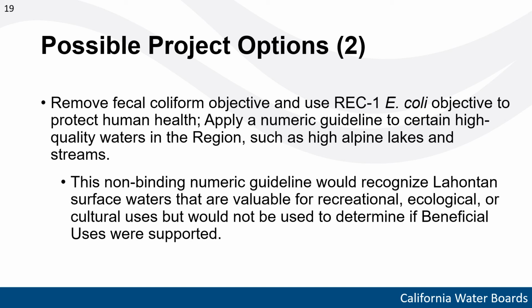The numeric guideline would be just that, a guide to use to recognize surface waters that are valuable for recreational, ecological, or cultural purposes. This guideline would not be used to determine if a surface water was impaired for 303D purposes, or be used to tell folks that an action that they may be taking is illegal. The guideline would be a tool to recognize high-quality waters, to detect bacteria changes in those waters over time, and hopefully to preserve our water resources here in the Lahontan region for us and for future generations.